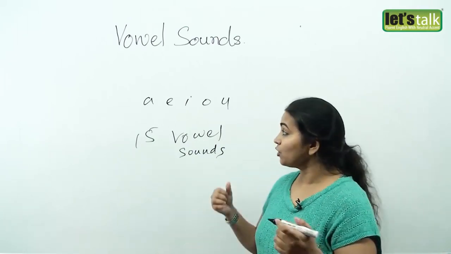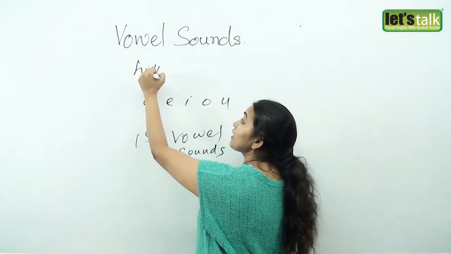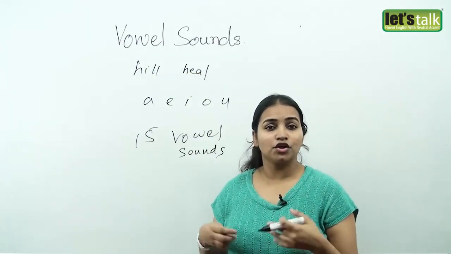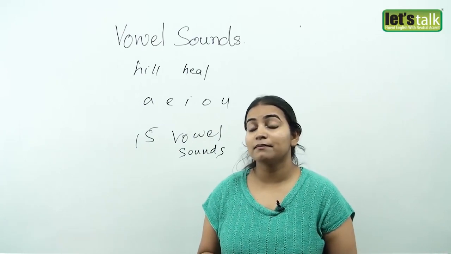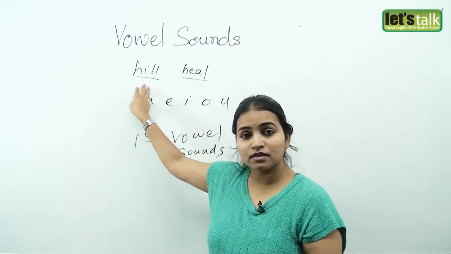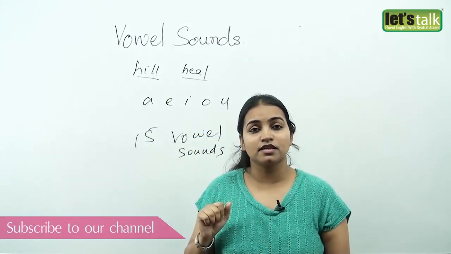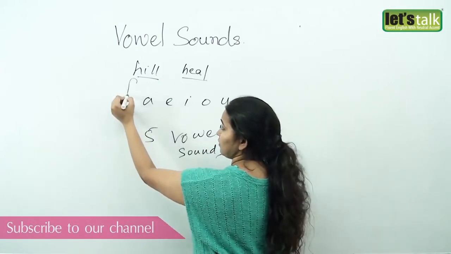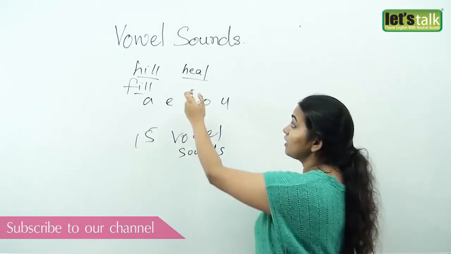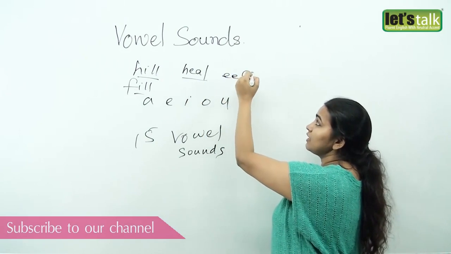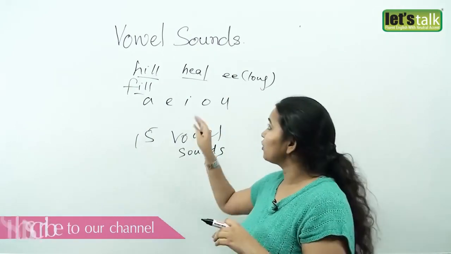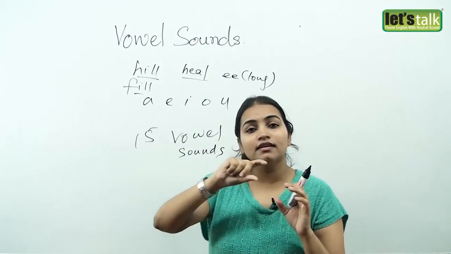For example, words like hill and heel, two very commonly used words. You hear them all the time, you read about them all the time, but the word hill is a short "ih" sound. It's like a hill, or a fill. On the other hand, you have a heel, so it's a long E sound. So you have a hill, a short "ih" sound, and you have a heel, a long E sound.